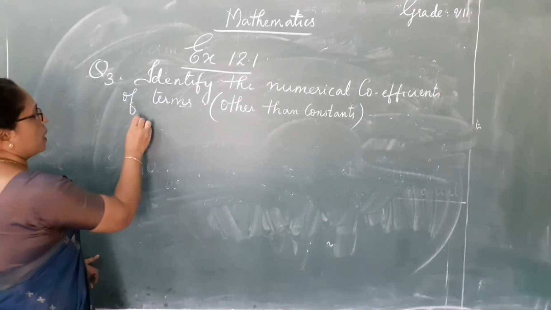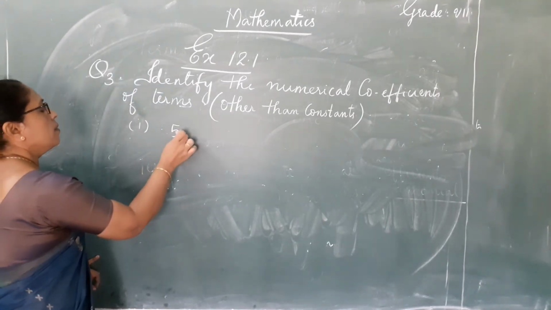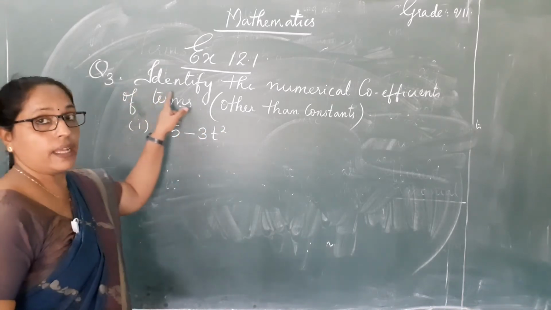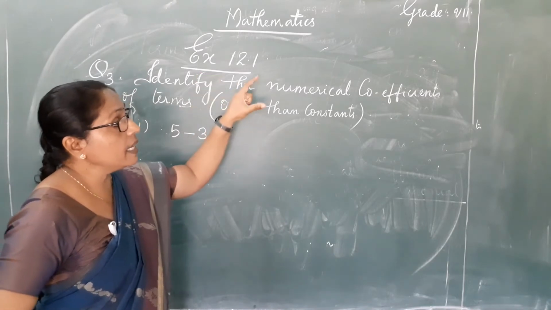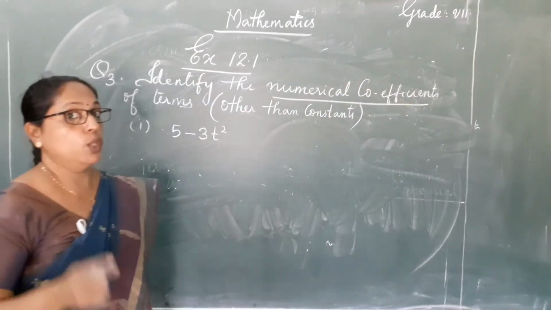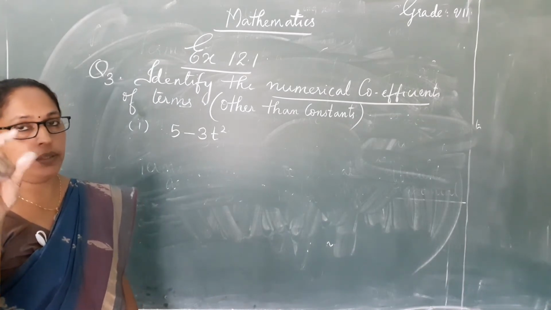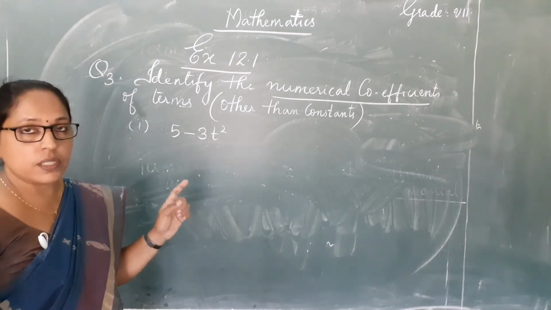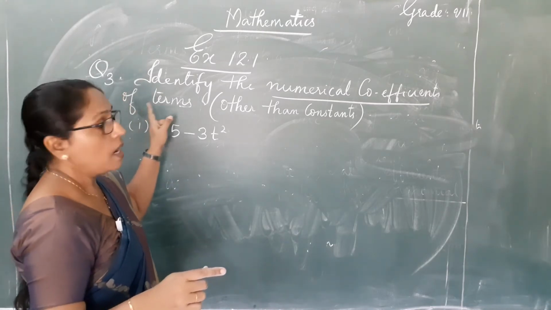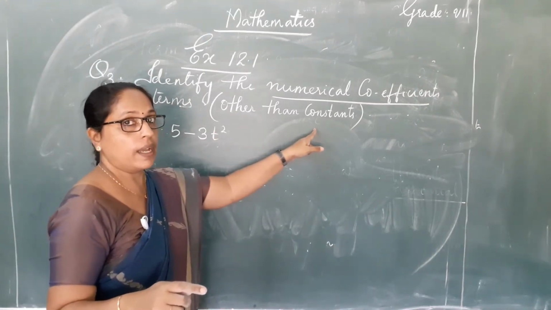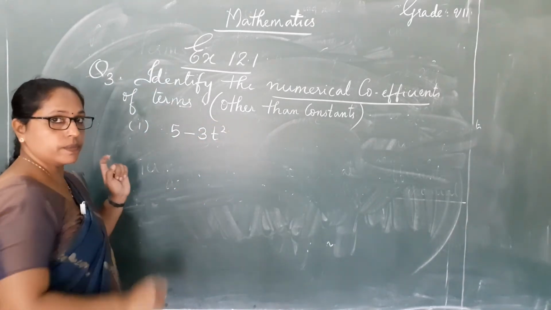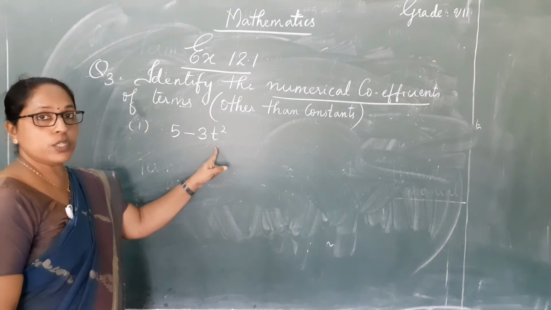Question 1, first part: 5 minus 3t square. Please read the heading of the question. Identify which coefficient? Yes, numerical. That means number. You don't have to identify the literal coefficients. You have to identify the numerical coefficients of terms other than constants. I already said what is constant. So look at this expression: 5 minus 3t square.